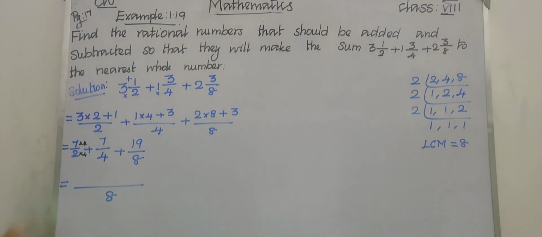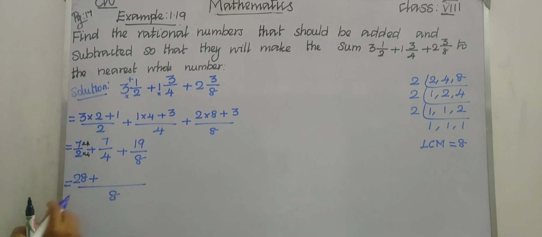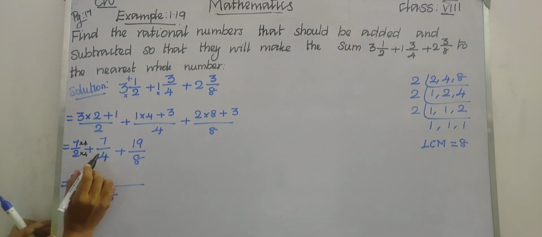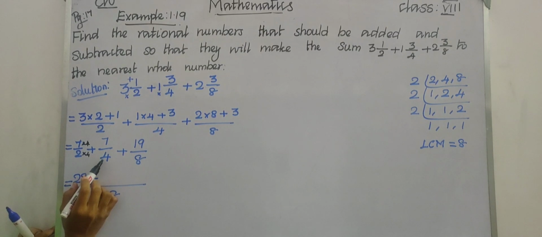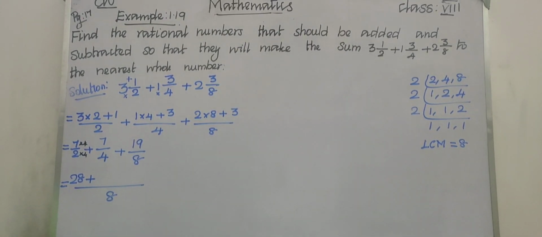Children, so what will you get? 7 4s are 28, so 28. Put plus. And here we have 7 upon 4. In the denominator we have 4. So what will be multiplied with this 4 to get 8?